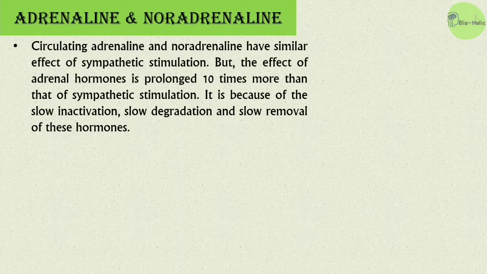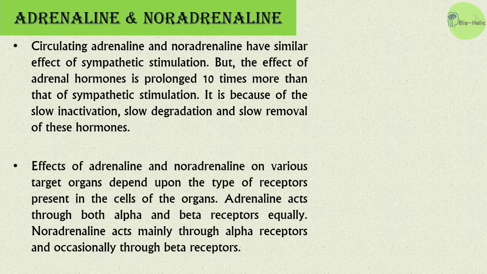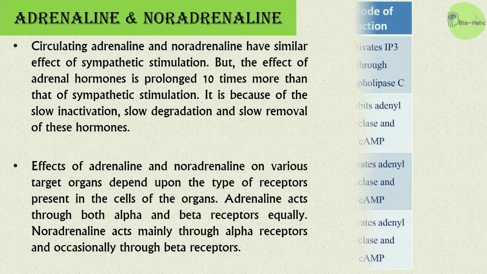Circulating adrenaline and noradrenaline have similar effect of sympathetic stimulation, but the effect of adrenal hormones is prolonged 10 times than that of sympathetic stimulation. It is because of the slow inactivation, slow degradation, and slow removal of these hormones. Adrenaline acts through both alpha and beta receptors equally. On the other hand, the noradrenaline acts mainly through alpha receptors and occasionally through beta receptors.